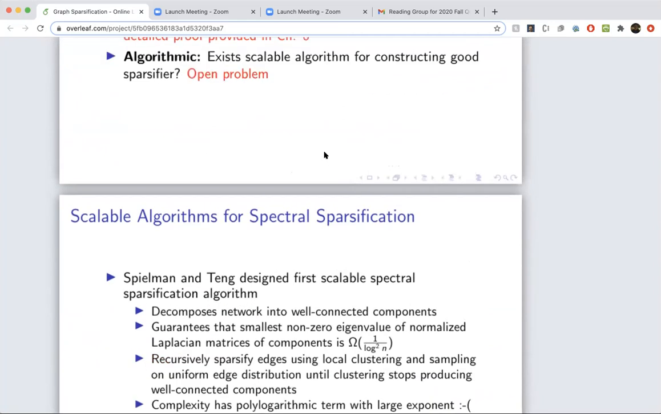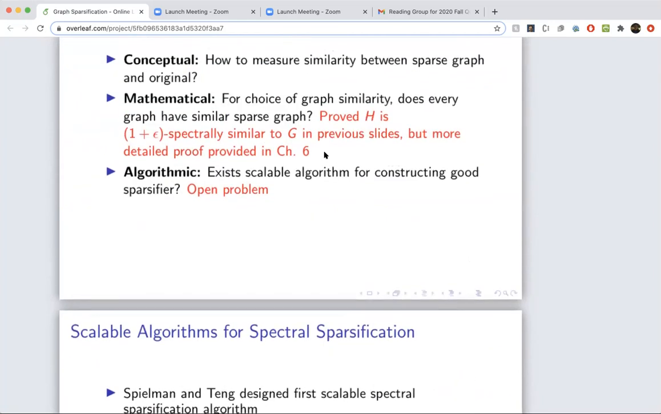I don't understand the algorithmic question. What is the question? Okay, so the equivalent question is: is there a good way of finding the effective resistances between every pair of nodes, which will give us the probabilities that we need for the random construction? The sparsifier here refers to the probabilities. Is the wording still a little confusing?